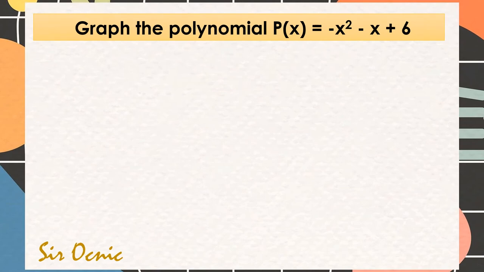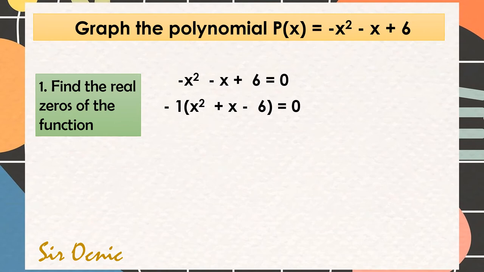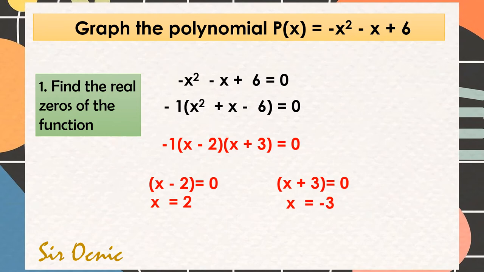Graph the polynomial p of x equals negative x squared minus x plus 6. Finding the real zeros of the function, we will have negative x squared minus x plus 6 equals 0, which is the same as negative 1 times the quantity x squared plus x minus 6. Factoring the trinomial, we will have negative 1 times x minus 2 times x plus 3. Equating both factors to 0, x equals 2, and x is equal to negative 3. Therefore, the zeros are 2 and negative 3.